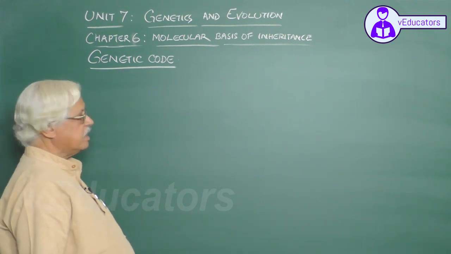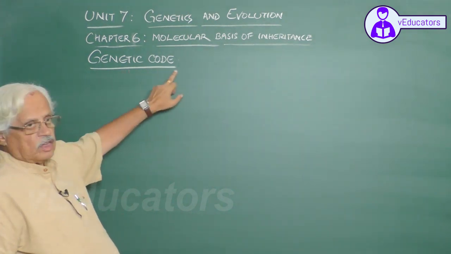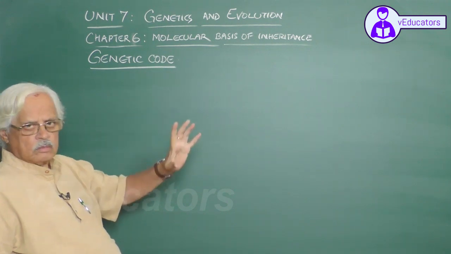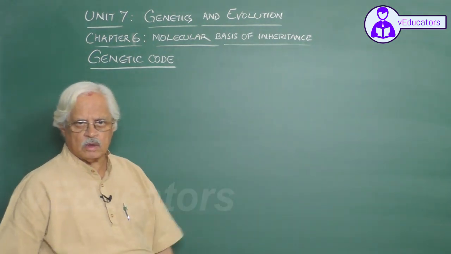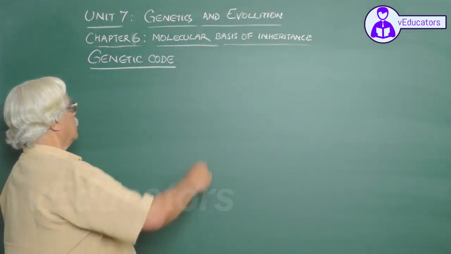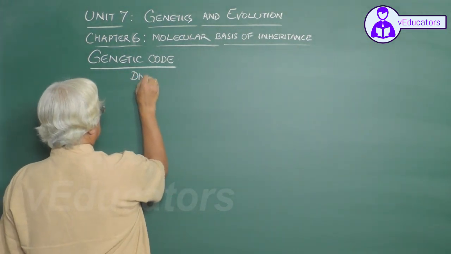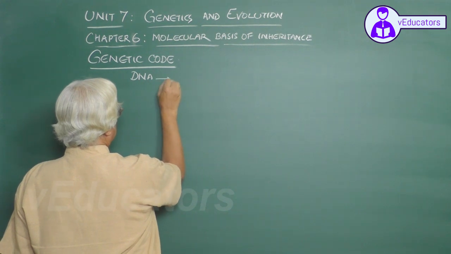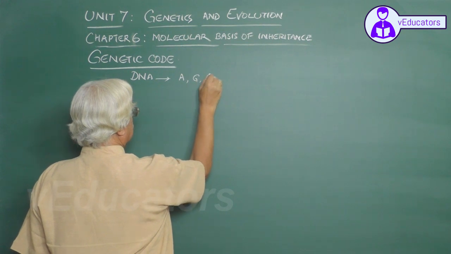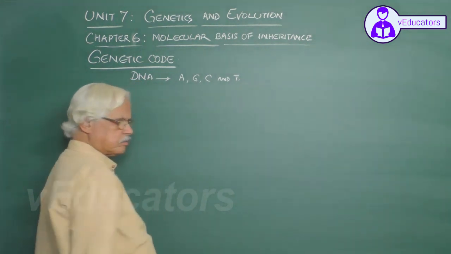The entire mechanism depends on what is known as the genetic code. Genetic code, the form in which the message is present in the nucleic acids. In the DNA, there are 4 nitrogen bases: adenine, guanine, cytosine, and thymine.